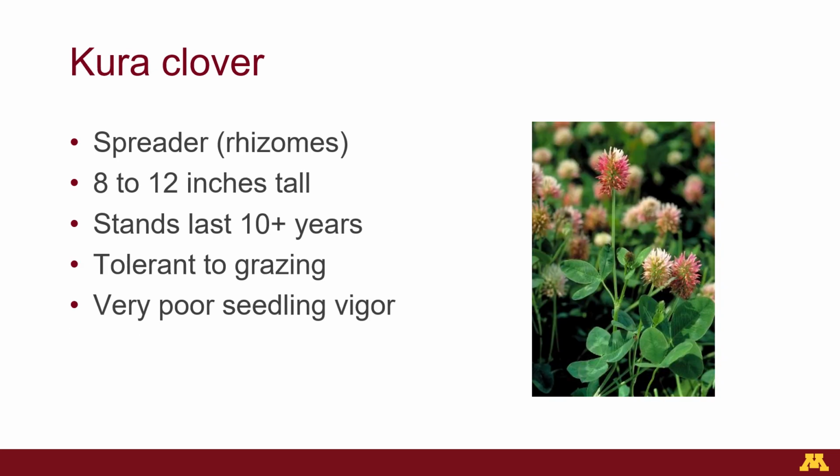Kura clover is a relatively new forage legume for northern regions. It grows from 8 to 12 inches tall. It is the most persistent forage legume because it has a large crown and spreads through underground stems called rhizomes. The stands can last 10 years or longer. Kura is an ideal grazing legume because it tolerates a diversity of grazing pressures. However, it can be challenging to establish. This is because it has very poor seedling vigor.